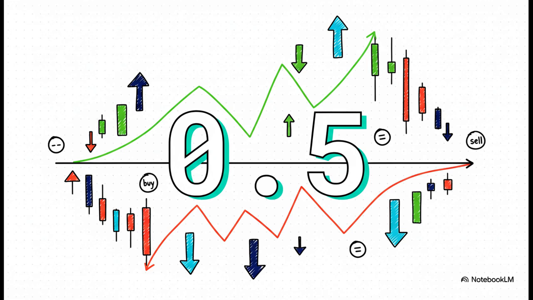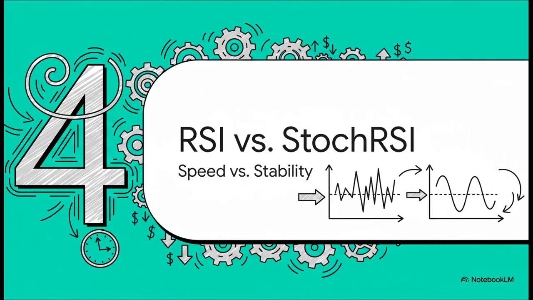Think of this as your quick and dirty momentum guide. Is the indicator hanging out above 50? Well, the bulls are probably in charge for the short term. Is it stuck below 50? The bears likely have the upper hand. Simple as that. So now that we know the levels, let's really put these two indicators head to head.